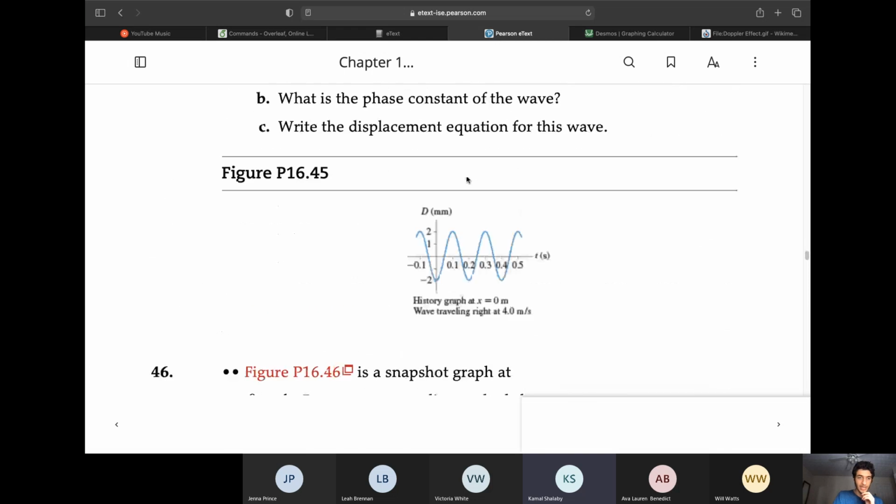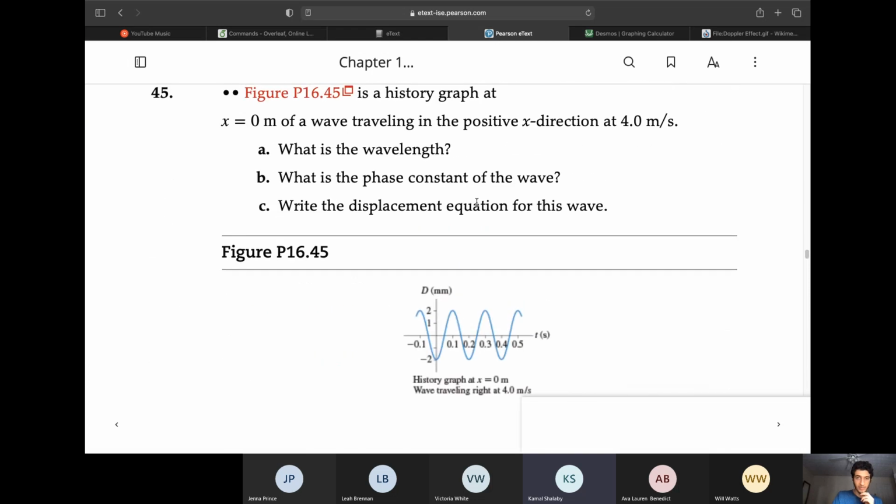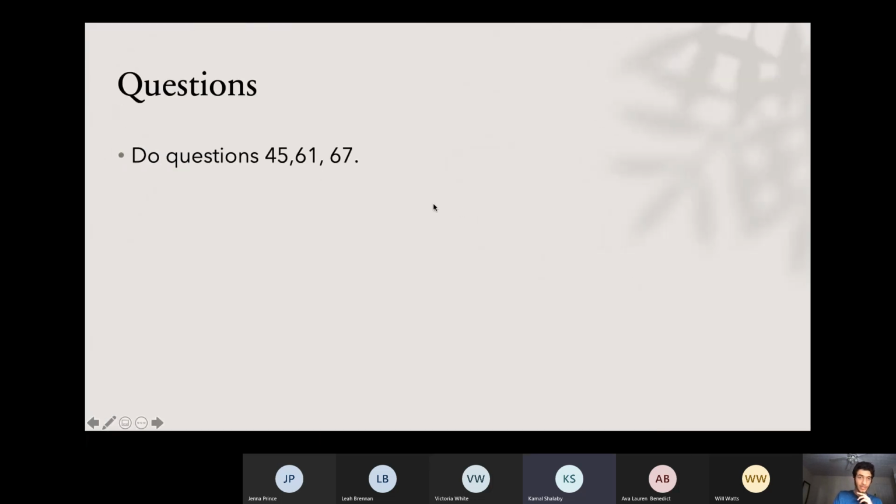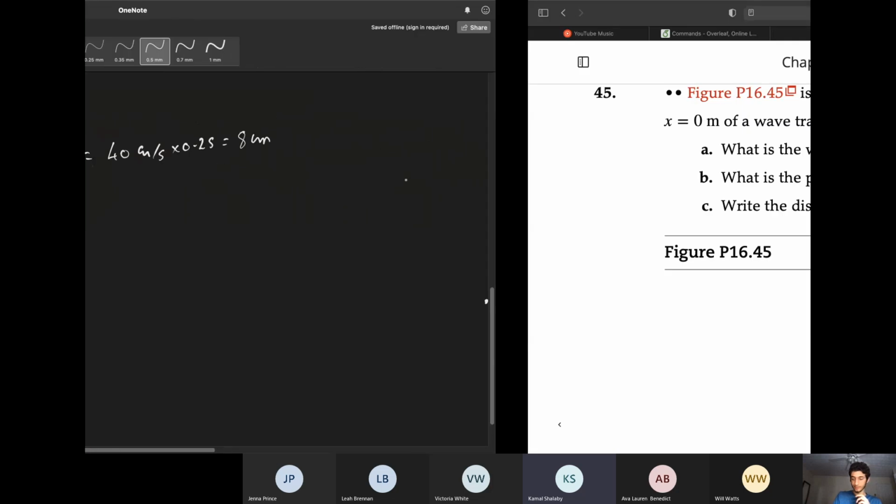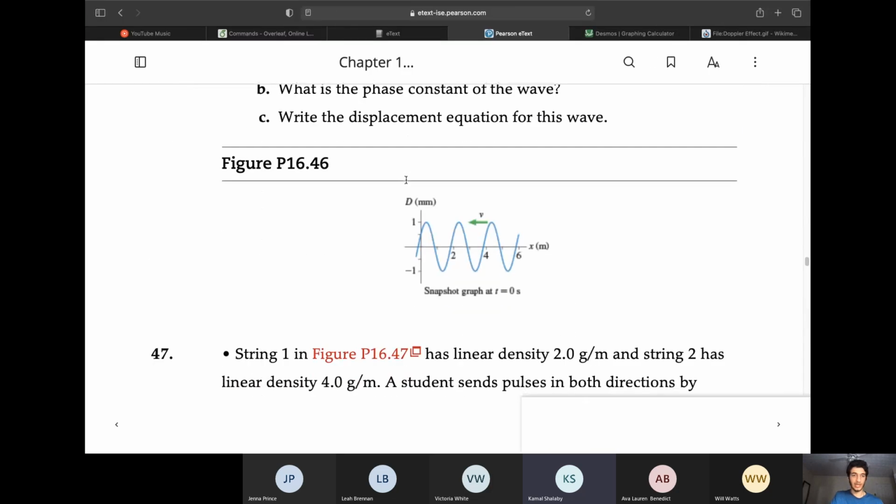For when it asks to write down the displacement equation of this wave, I think that's going to come in the exam because they said skip 16.6, and both of them are discussing the displacement wave. That's why I did not cover it. But yeah. Then the next question is 61. Let's look at 61.